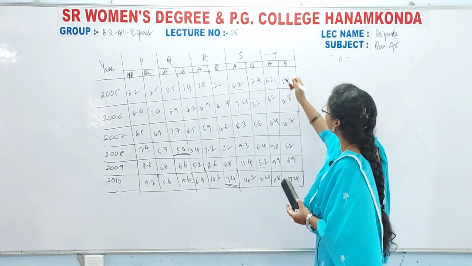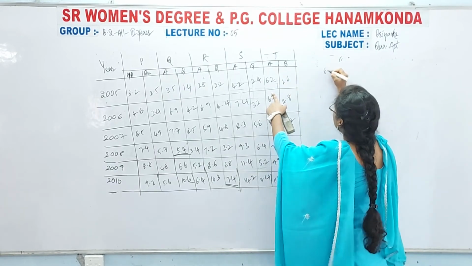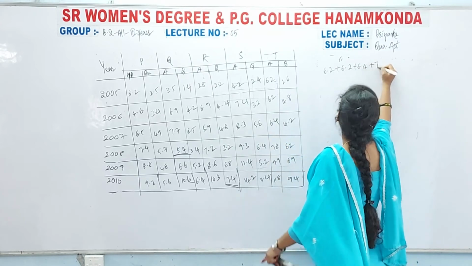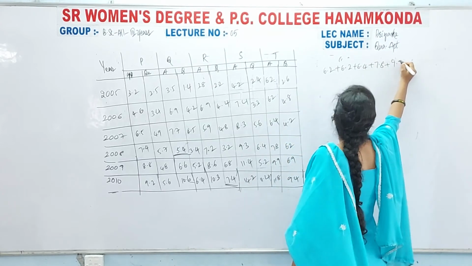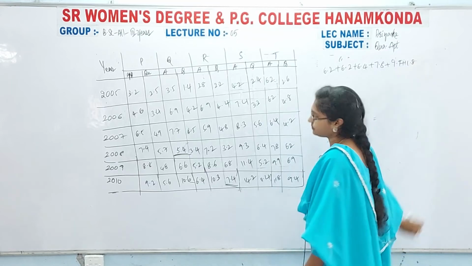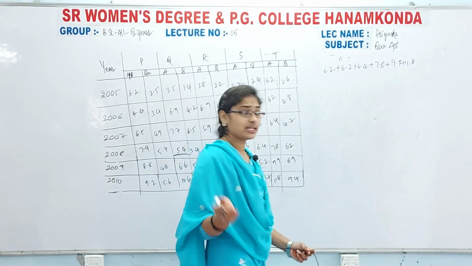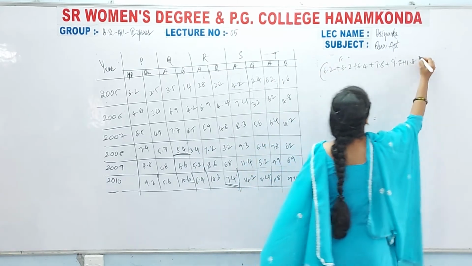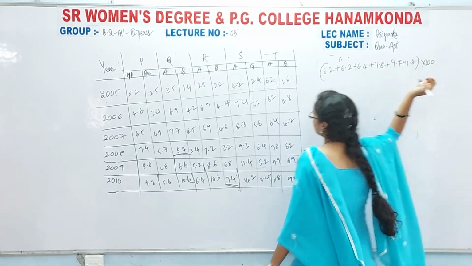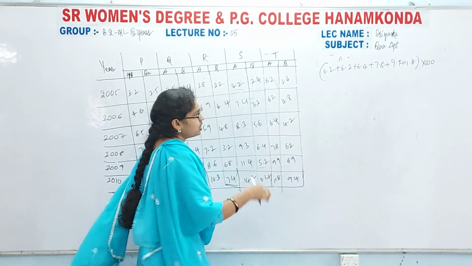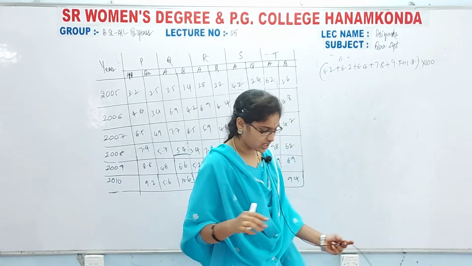So now here, what is T? So appeared means 6.2 plus 6.2 plus 6.4 plus 7.8 plus 9.9 plus 11.8. And they are asking in a percentage, no? So into 100, and how many values? So here we have 1 2 3 4 5 6. So the whole divided by 6, ma.